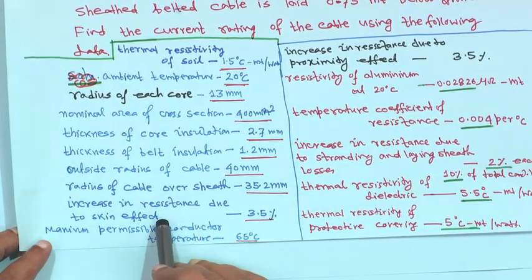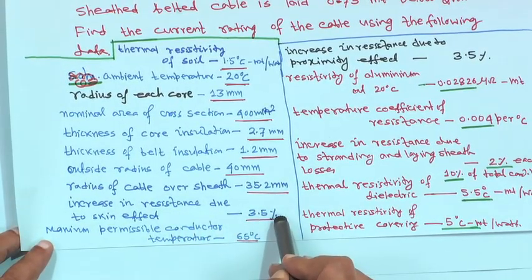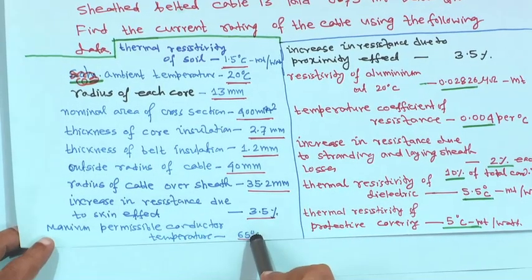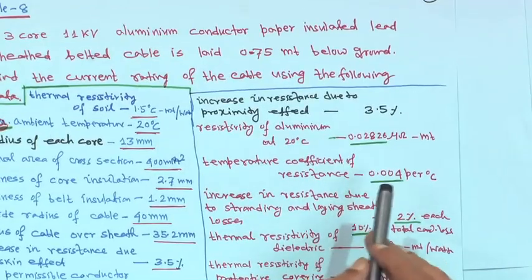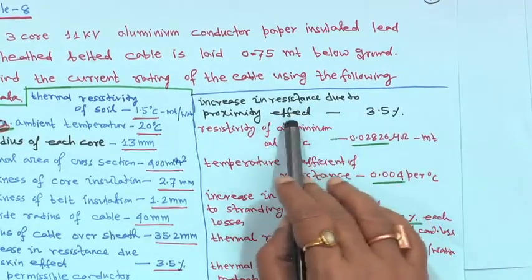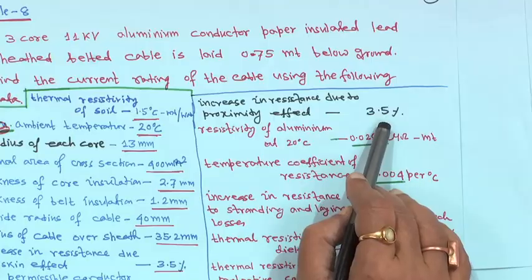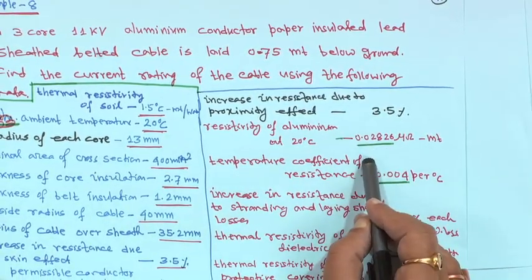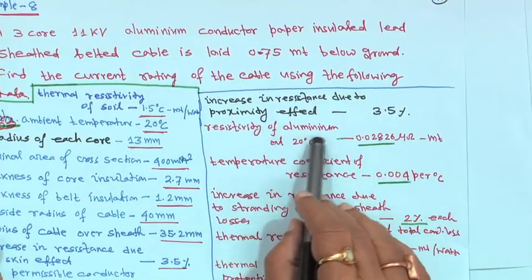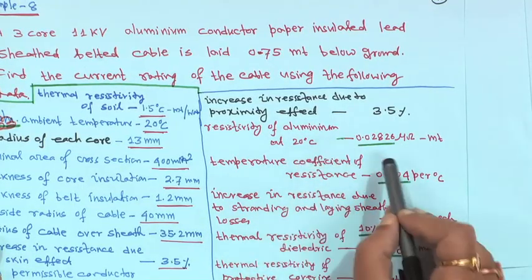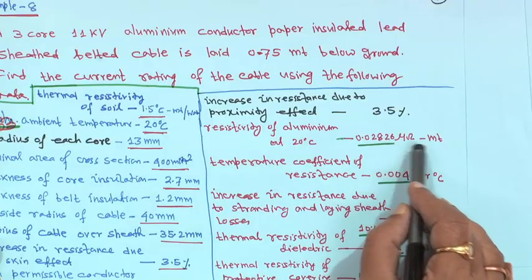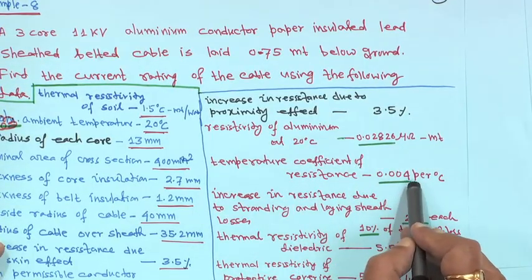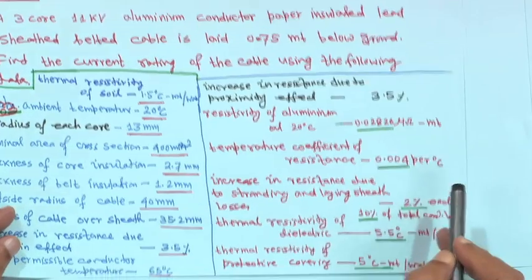Increase in resistance due to skin effect is 3.5%. You have to consider this. Maximum permissible conductor temperature is 65 degrees Celsius. More data are here. Increase in resistance due to proximity effect, 3.5% is taken. The skin effect, proximity effect, all sort of things you have studied, right. Resistivity of aluminum at 20 degree centigrade is 0.02826 micro ohm meter. Then temperature coefficient of resistance is 0.004 per degree Celsius.